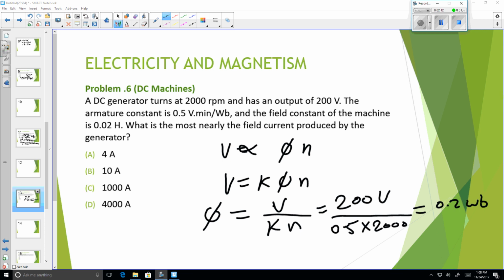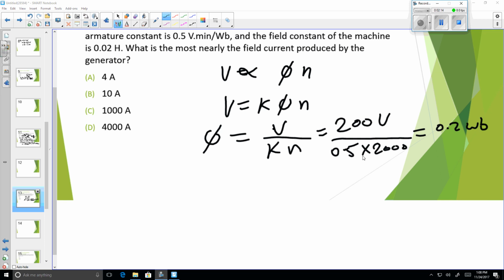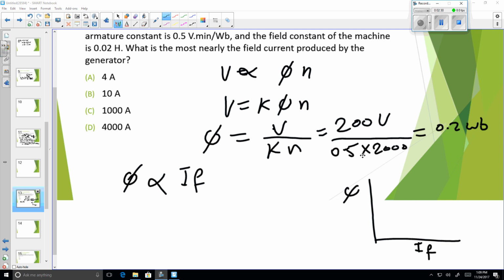So that's the magnetic flux produced in the field winding due to the field current. And clearly the flux is proportional to the field current, which depends on the magnetizing characteristic of the material. So this is the field current, and as you inject more field current, you will produce more flux until the material becomes saturated.